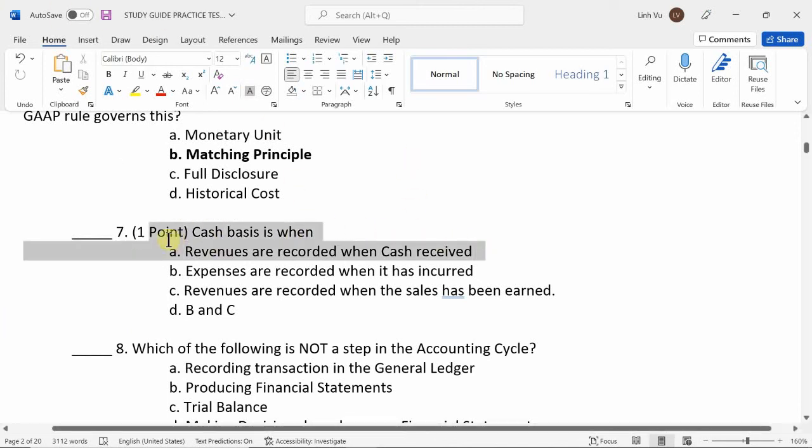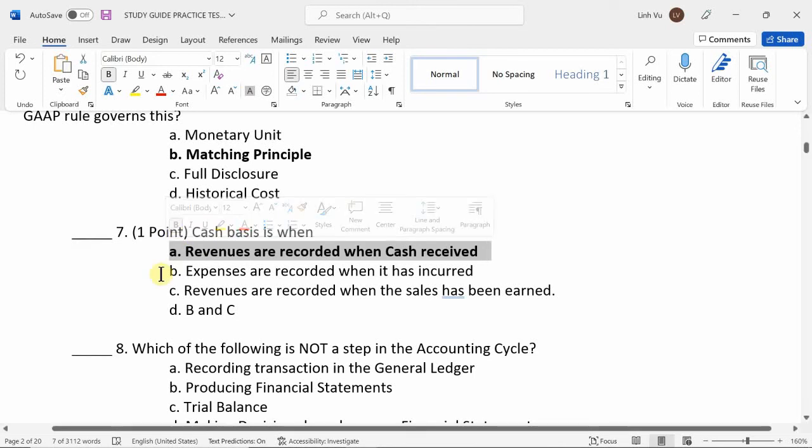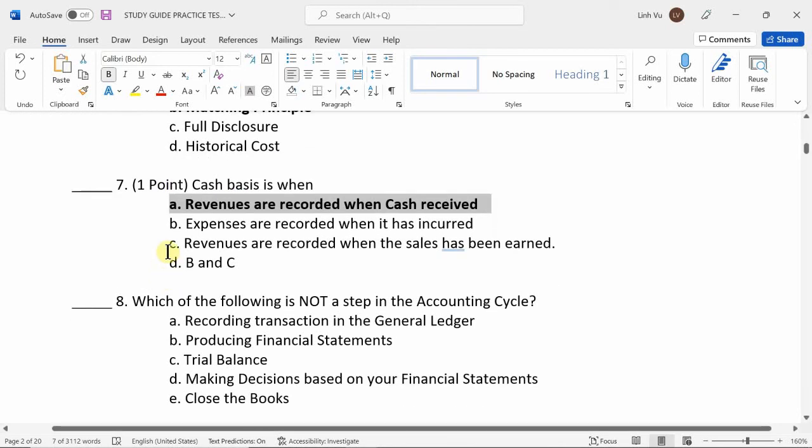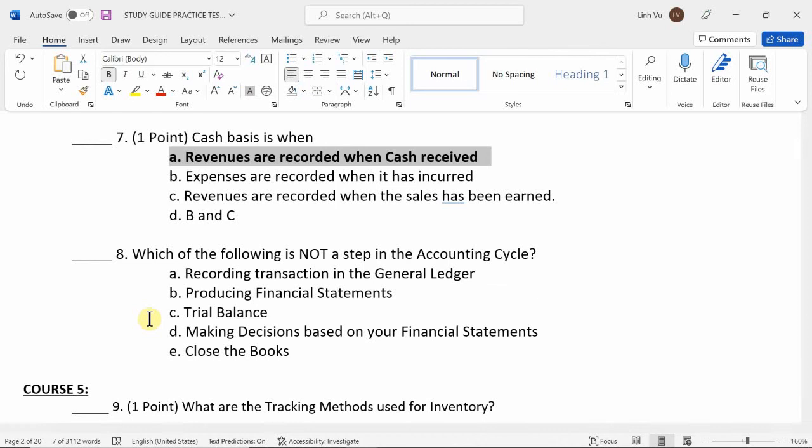When cash is received, you record. Same thing when you're paying for something, you only record the expenses when cash has been paid, right? Okay, number 8. Which of the following is not a step in the accounting cycle?